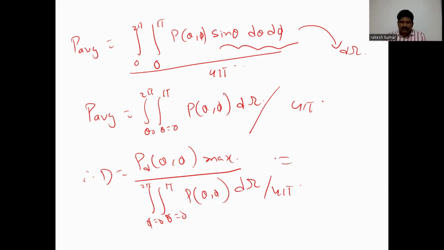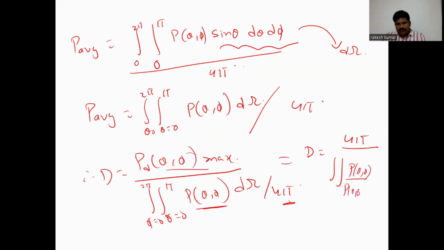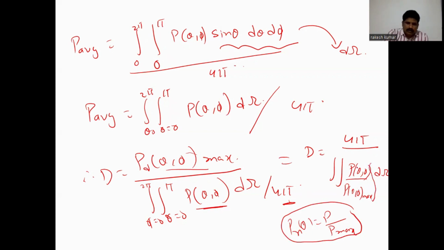Now in this expression, I am bringing the P of theta comma phi max to the downside. So the same expression, D is equal to, I will bring this 4 pi upside, 4 pi by the double integral of P of theta comma phi by P of theta comma phi max into d sigma. What do we call this? That is nothing but normalized power. We know that Pn of theta is equal to P by P max. So in place of these two components, I will replace with normalized power.